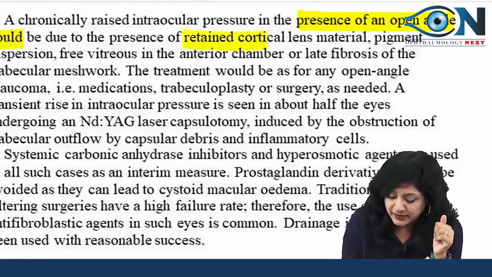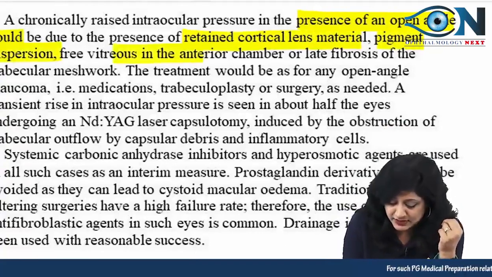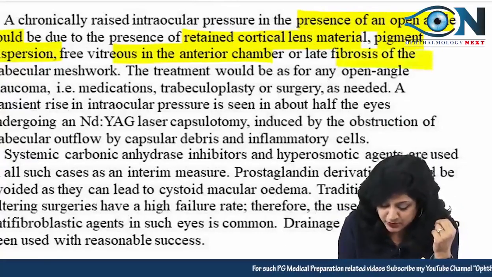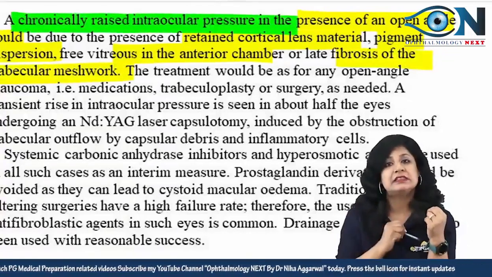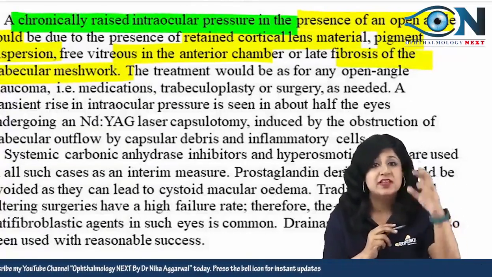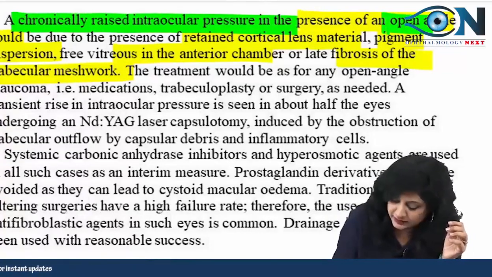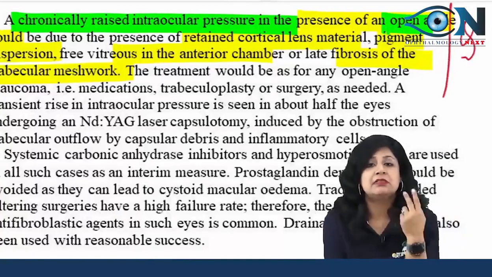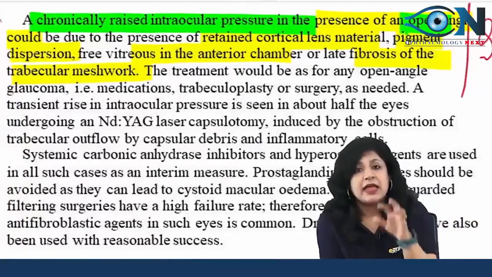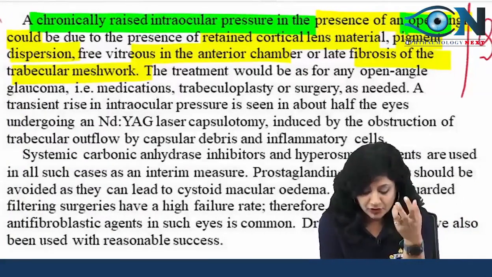Due to the presence of retained cortical lens material, it could be a pigment dispersion, vitreous in the anterior chamber, fibrosis of the trabecular meshwork. Again, an important thing: suppose you are given a clinical scenario where you have chronically raised intraocular pressure, but the angle is open, then what are all the things that you can think of? You can think about retained cortical matter, pigment dispersion, any free vitreous present in the anterior chamber, or fibrosis taking place in the trabecular meshwork.